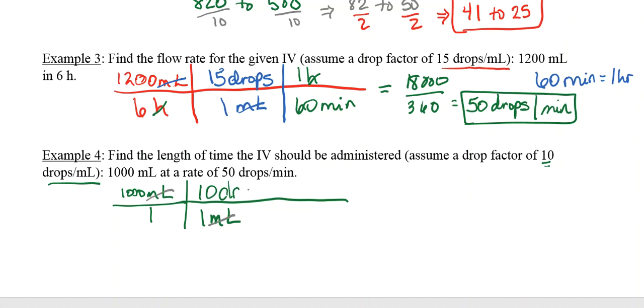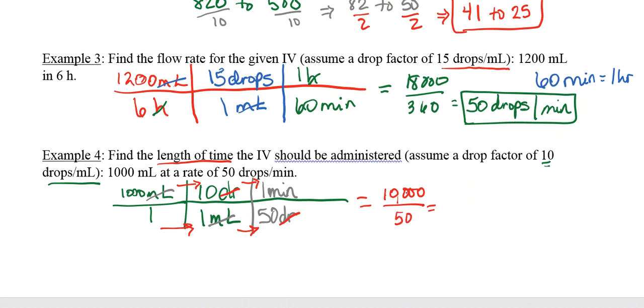That way my milliliters cancel. Now that I have drops, it makes more sense to go 50 drops now. And if I need the drops to be on opposites, I need to put the 50 drops on the bottom. That's per minute. My drops cancel, and so I'm really just left with time, which is what I was looking for. What's the length of time? So 1,000 times 10 times 1 is 10,000. 1 times 1 times 50. 10,000 divided by 50 is 200, so it's 200 minutes.